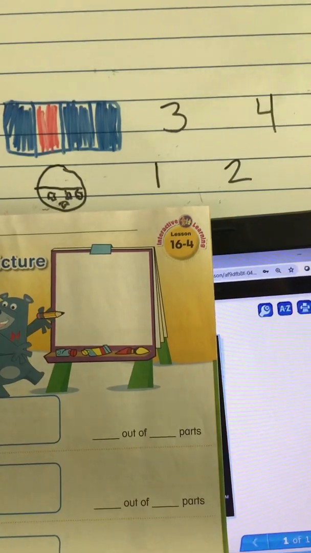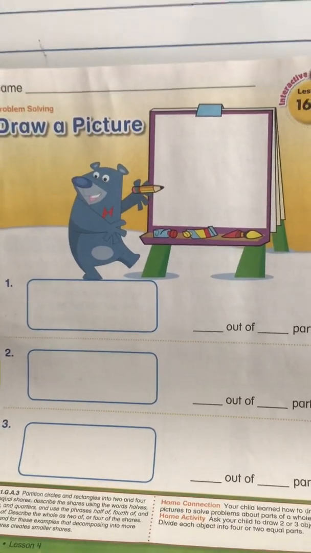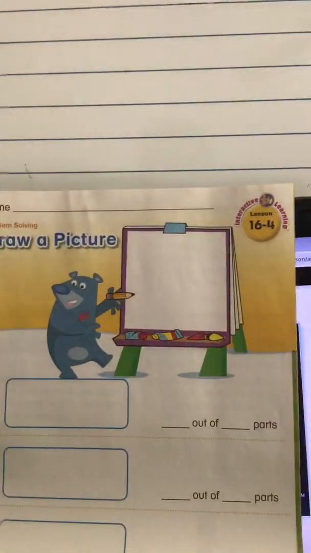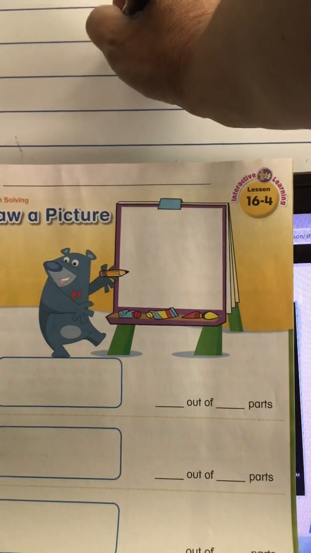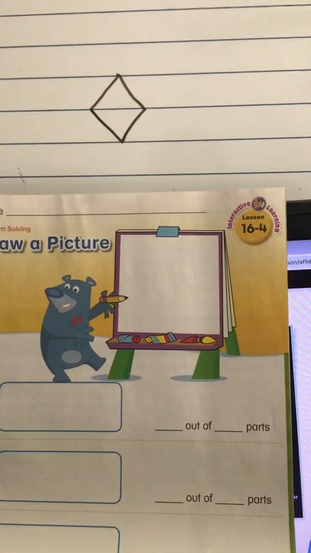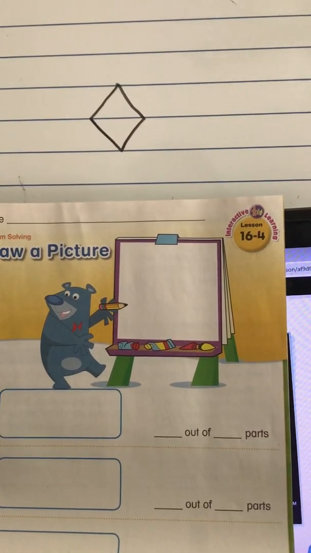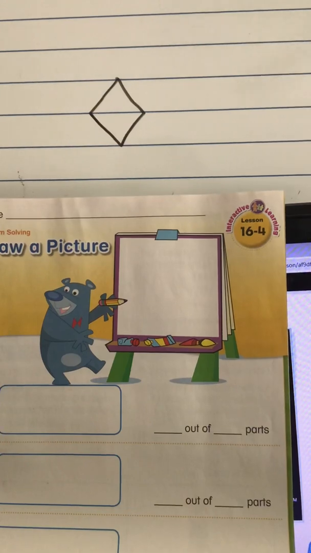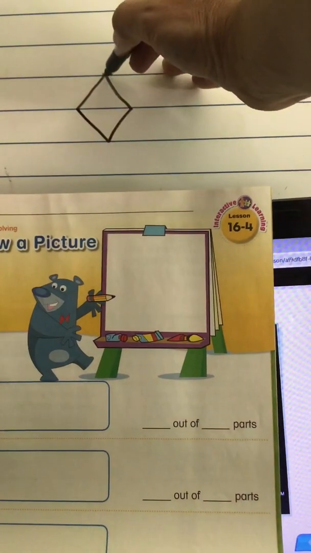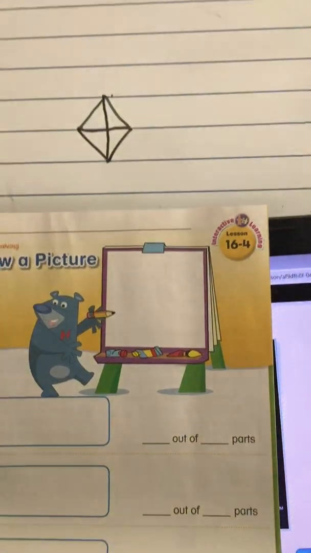Okay, then go down below to number 3. In the box on your paper for number 3, we're going to draw a kite. So my kite is really a square. On its pointy part, it's just a square that's been moved to the side. And I'm going to give my kite 4 parts. So I'm going to go down the middle and then across the middle. So now my kite has 4 parts.